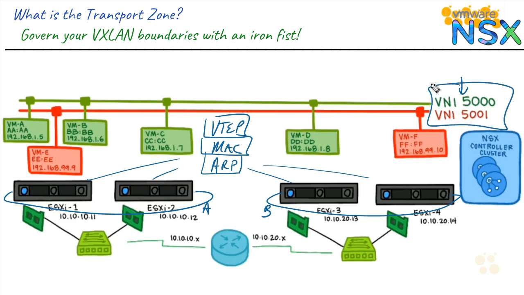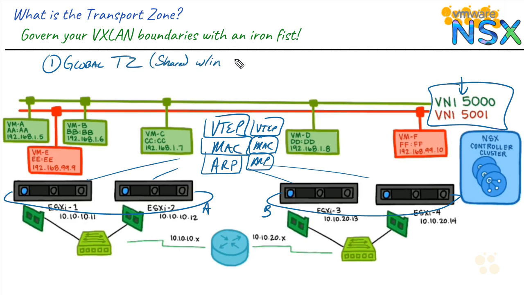Remember that every logical switch will actually maintain its own VTEP, MAC, and ARP tables. So since in this case we have two logical switches, we would expect to see two sets of those tables being held by all the hosts that are a part of the clusters that are a part of the transport zone. It's very common to simply define one global transport zone. We'll simply take all the clusters, put them in the global transport zone that we create, and then all the hosts and all the clusters will have access to all the logical switches.